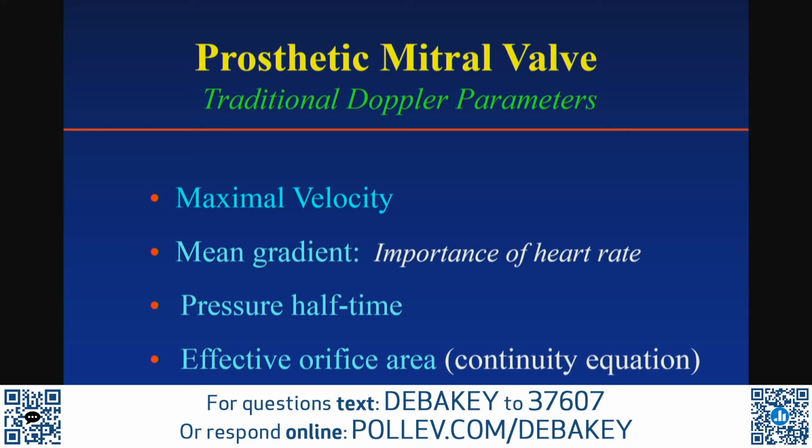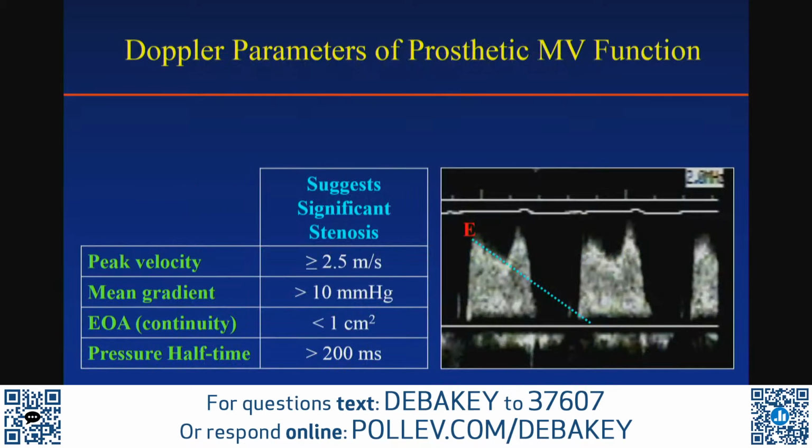Don't use it to derive a valve area, because at times you may come up with some numbers that don't make any clinical sense. If you want to use an effective orifice area, the best is to use the continuity equation, keeping in mind that mitral regurgitation or aortic regurgitation would influence that.